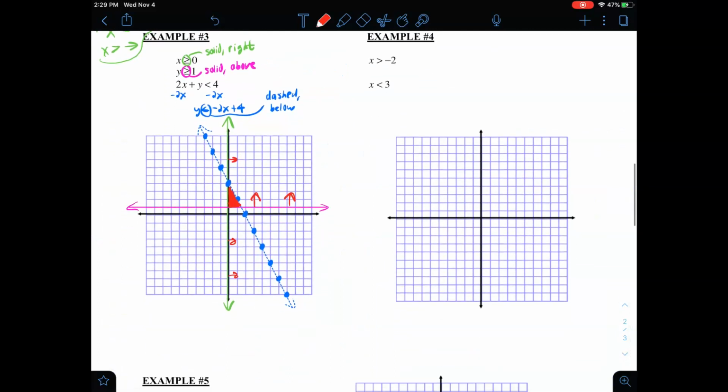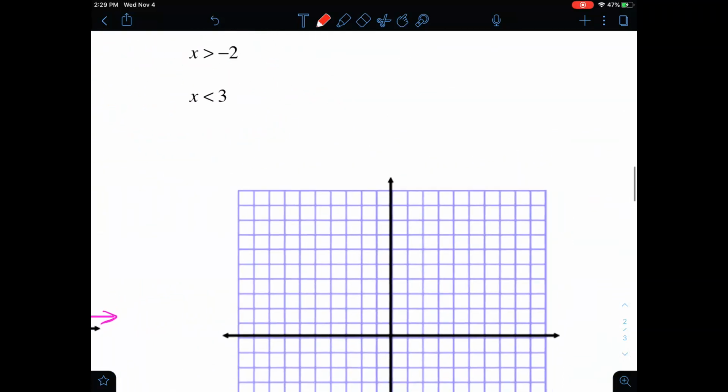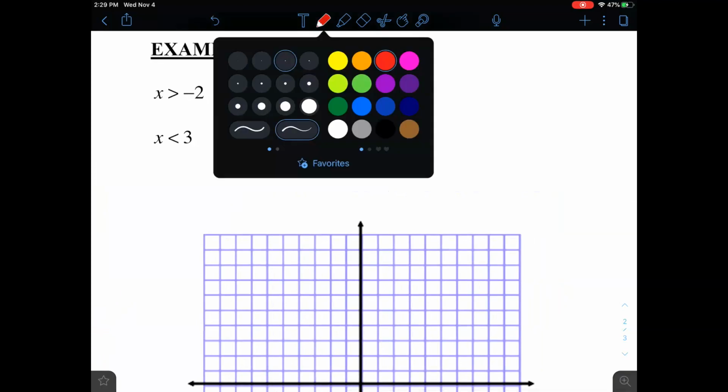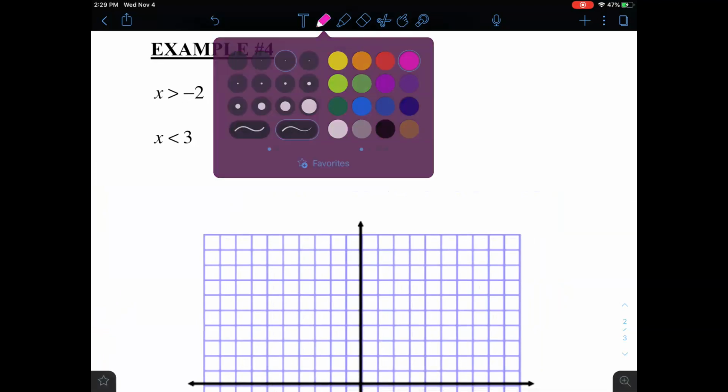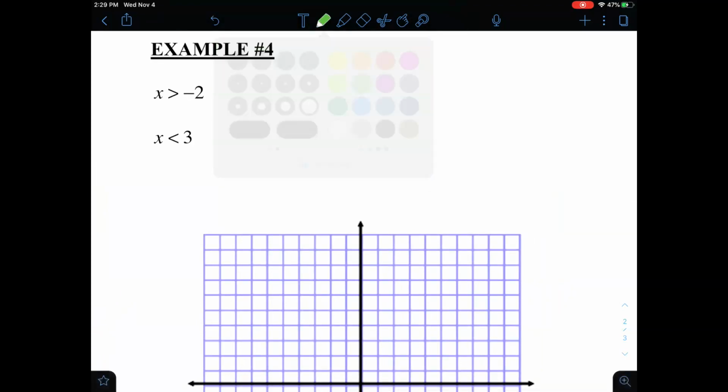All right, two more examples here. The next example is not as tricky, but the last example is pretty involved, so let's stick with it here. Let's use green to start. So we have x is greater than negative 2. Is that solid or dashed if it's greater than? It's dashed because it's not equal to.